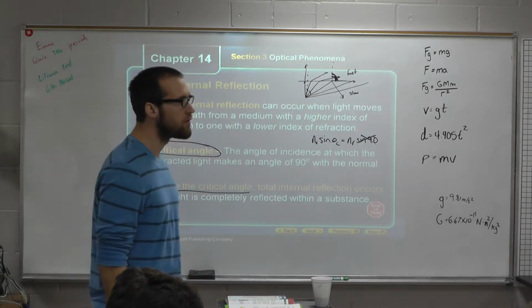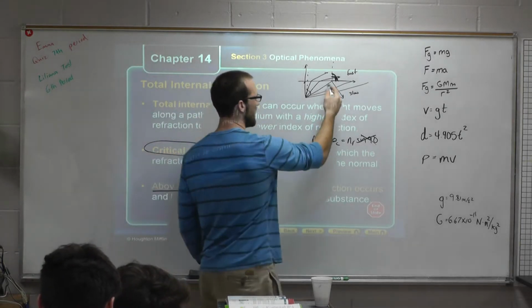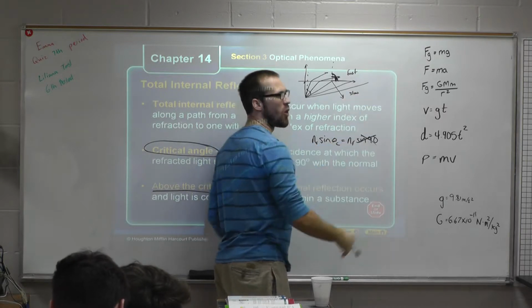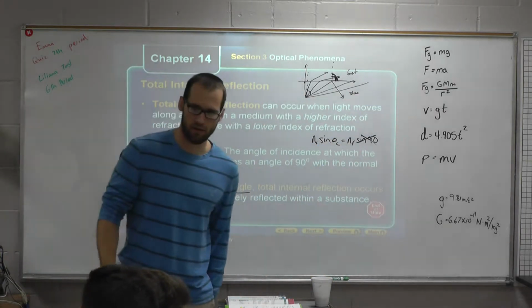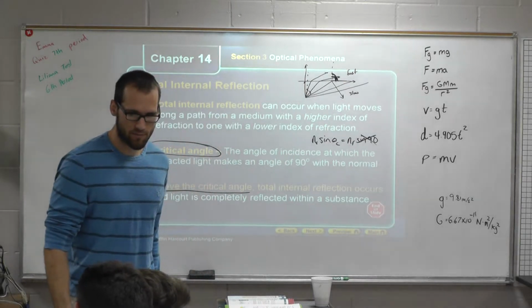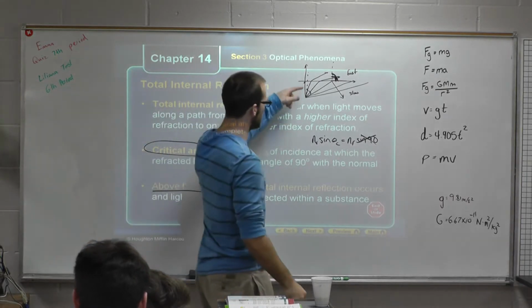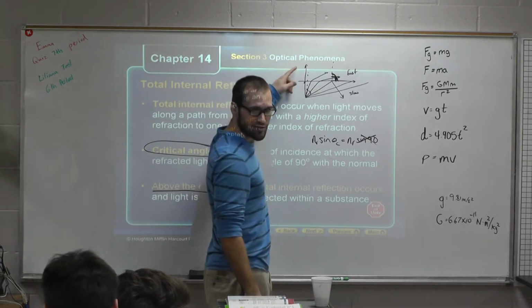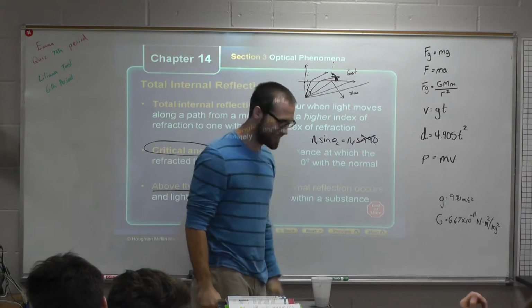Wait, but it does at the critical angle as well. At the critical angle is where you get that perfect 90, okay, and then anything above it would actually be more than that, but it isn't even going to refract at that point. Because aren't those angles below it? I don't mean below. What do you mean below? What do you mean above? Above 90 degrees.